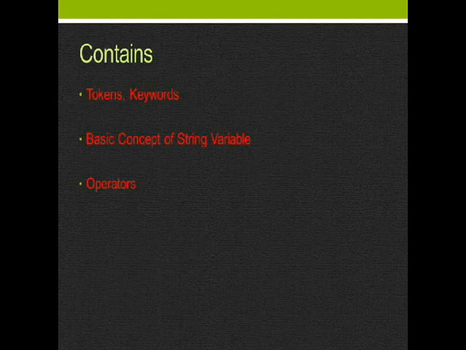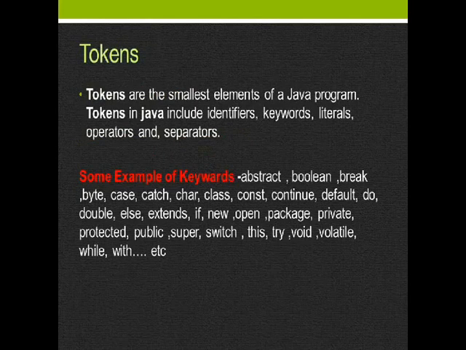This video contains tokens, keywords, and the basic concept of string, variables, and operators. Tokens. Let us see what tokens are. Tokens are the smallest elements of a Java program. Tokens in Java include identifiers, keywords, literals, operators, separators, etc.